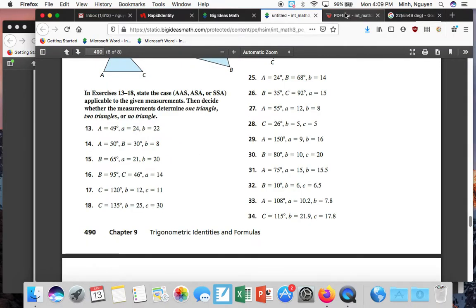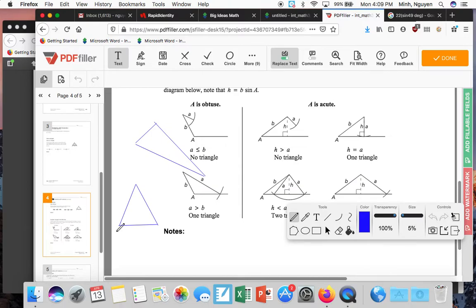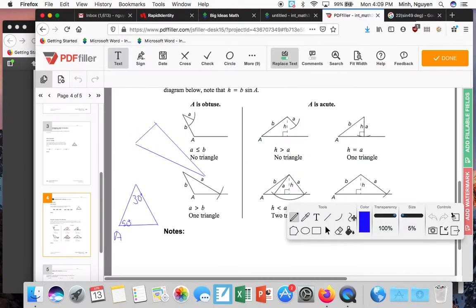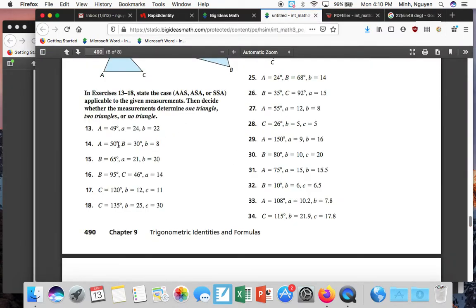So we have angle A is 50 degrees. We're just drawing what they gave us. Angle B is 30 degrees. And then side b is 8. So across from angle B is side b, which is 8. Again, I have literally not done any calculation except to say, oh, this is what they gave me. Now I'm just going to draw it out.